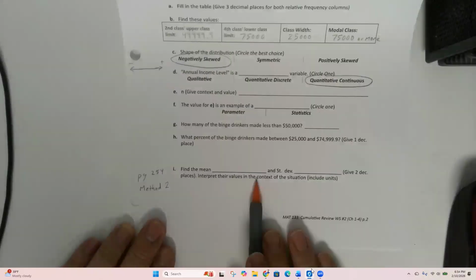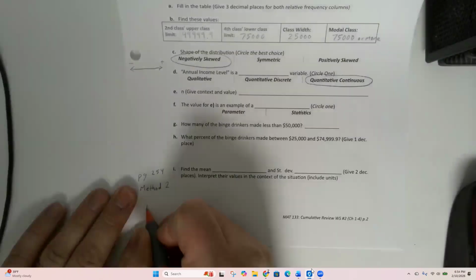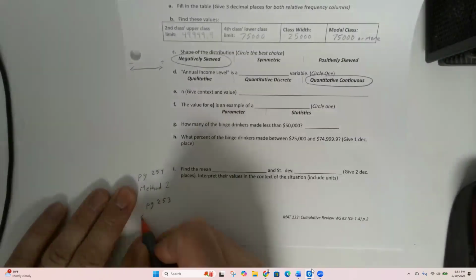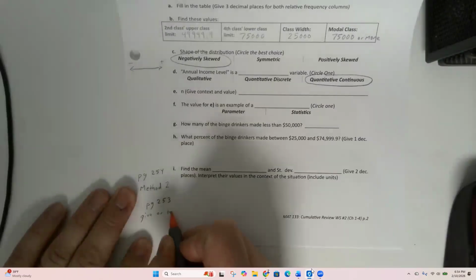Interpret their value in the context of the situation. That is going to be on page 253. We have our give or take script.